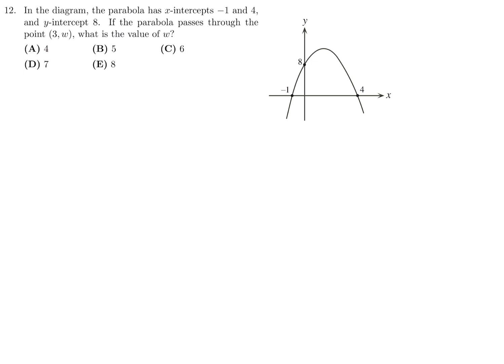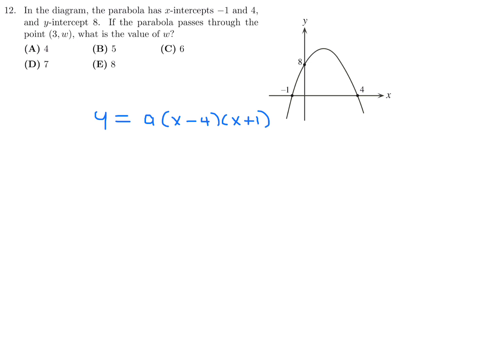In the diagram, the parabola has x-intercepts -1 and 4 and a y-intercept of 8. If the parabola passes through the point (3, w), what is w? The equation of this parabola is written as y is equal to some a, and then we know the roots, so (x - 4)(x + 1). It's the quickest way of figuring out the equation with the roots.